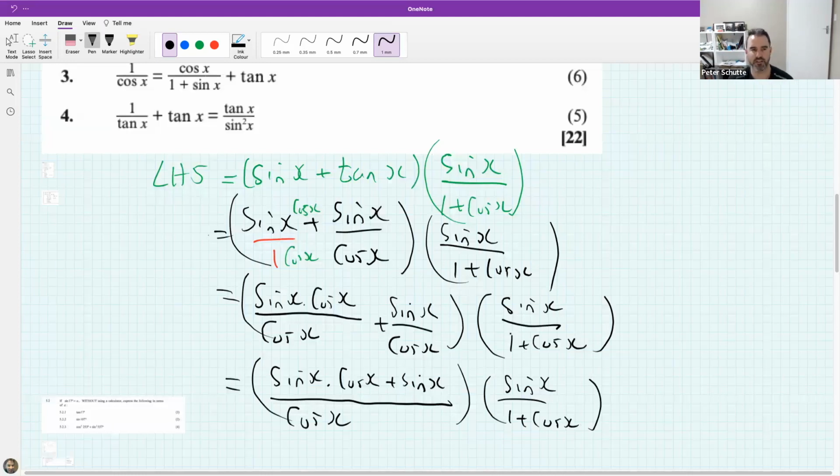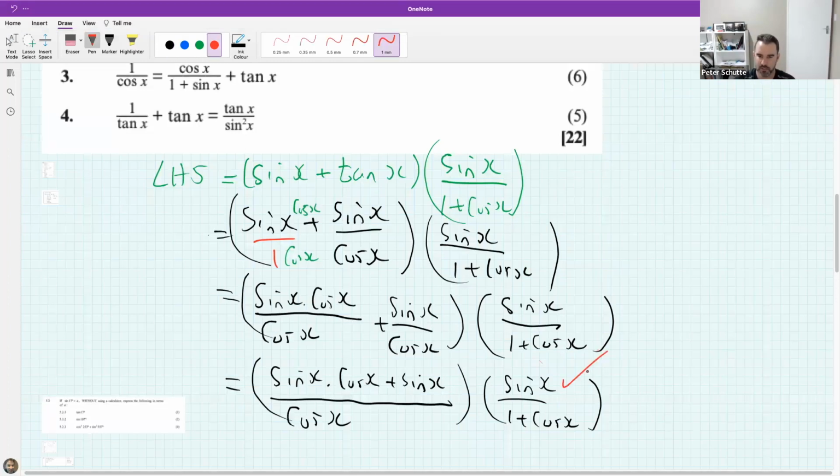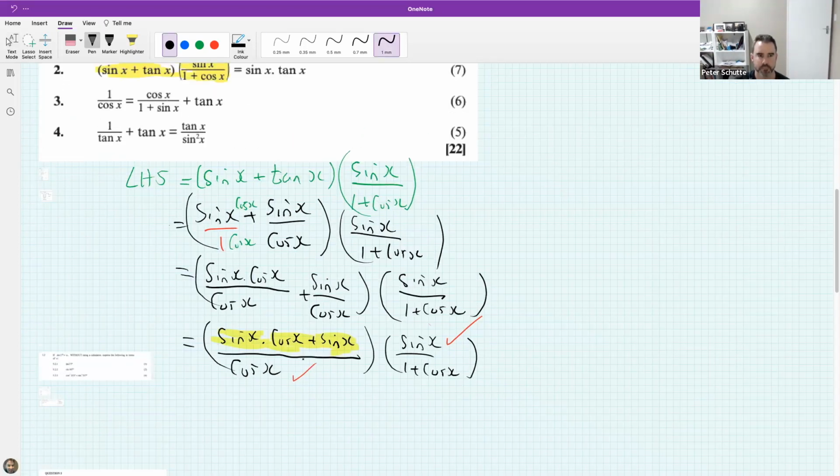Who has an idea for what's next? I've got all the way down here. What am I going to do next? I don't feel like I can do anything to this at the moment, or this. It feels like all the action is over here. What techniques do I have in my toolkit to help me here? Any ideas? I'll give you a small hint.